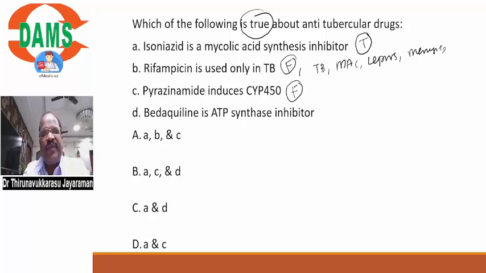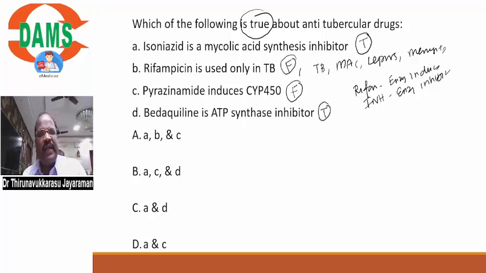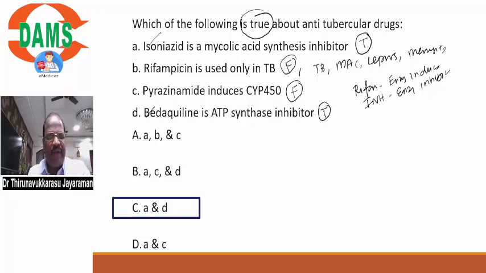Remember, among the first line drugs, rifampicin is an enzyme inducer. Isoniazid is in general a microsomal enzyme inhibitor, whereas pyrazinamide and ethambutol are neither enzyme inducer nor enzyme inhibitor, no drug interaction. Bedaquiline is an ATP synthase inhibitor. Yes, bedaquiline, a newer drug useful for XDR, acts by inhibiting microbial ATP synthase enzyme. True statement. So options A and D are true. That means option C is the right answer for this question.